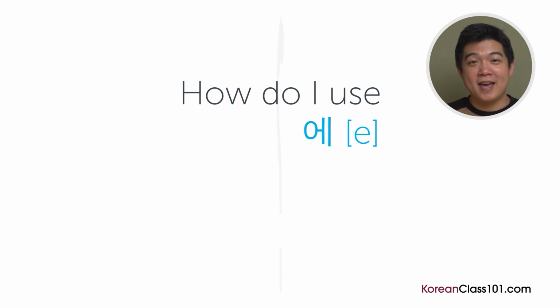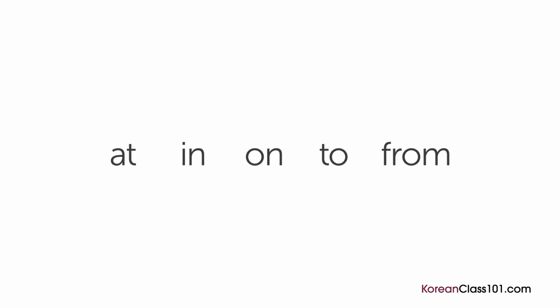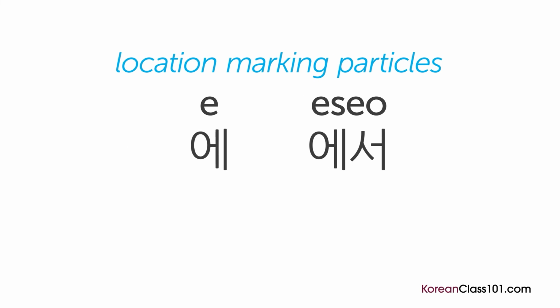The question for this lesson is, how do I use 에 and 에서? In English, you use words such as at, in, on, to, and from to talk about location. In Korean, you need location marking particles when giving directions or talking about where something is. The particle 에 can be translated as at, to, on, or in, depending on the context.